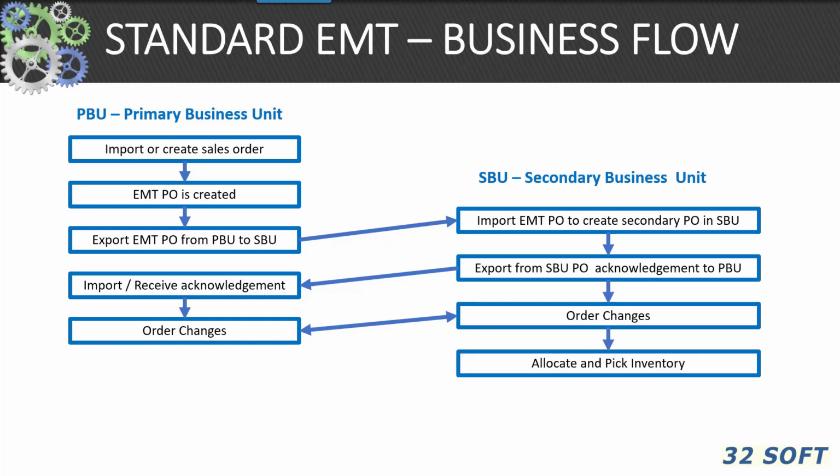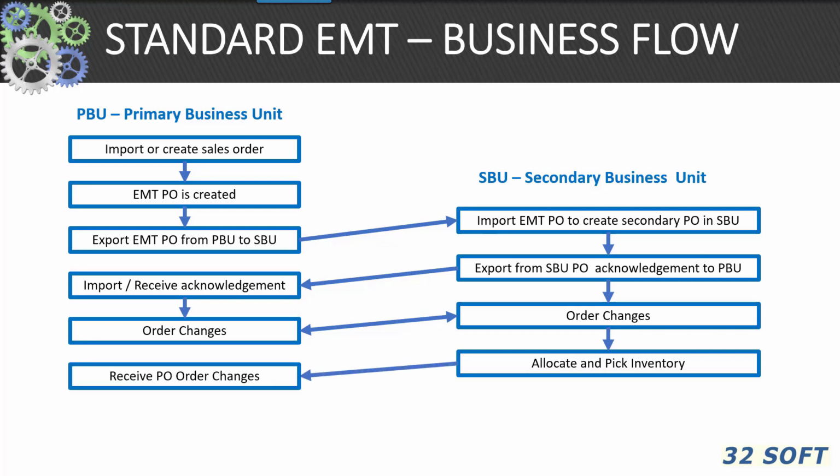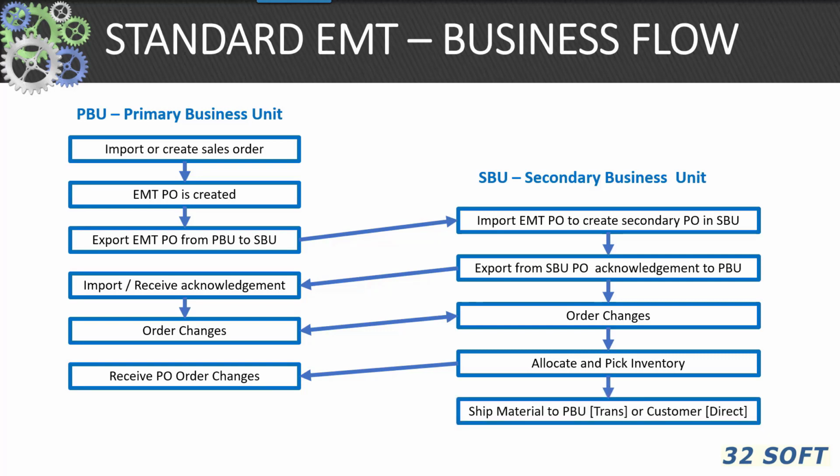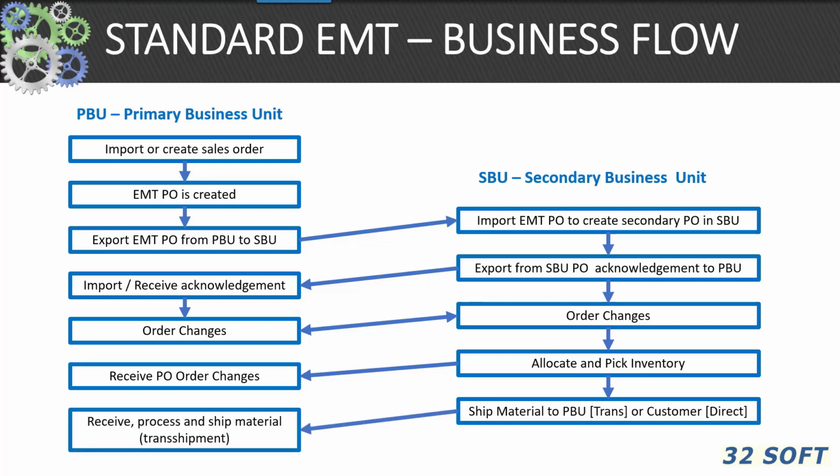You can allocate and pick then at that secondary business unit. After they have done it, then the primary business unit will receive the purchase order changes associated with that. Then the secondary business unit can either do a transship or a direct ship. And if it's a transship, then the primary business unit would ultimately send that to the customer.